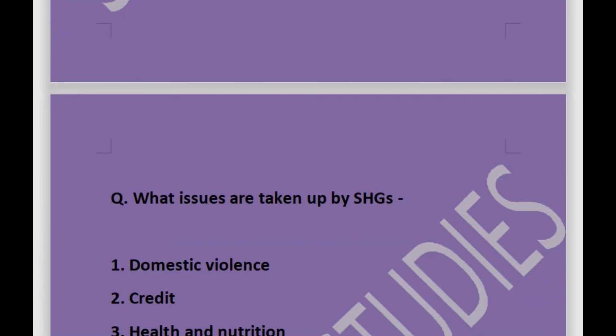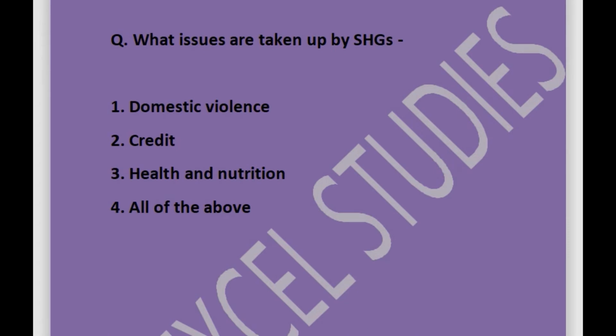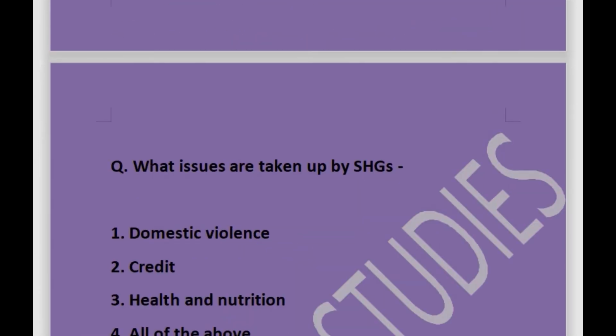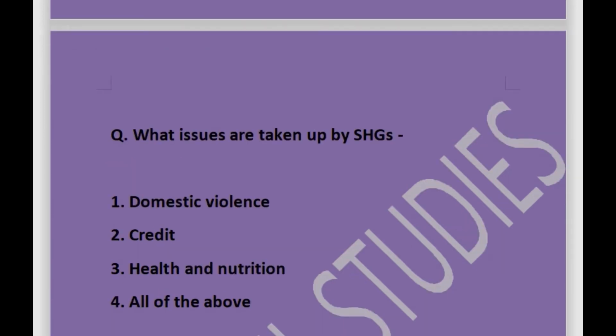Next question is, what issues are taken up by SHGs? Options are domestic violence, credit, health and nutrition, or all of the above. Answer is all of the above. All of the above kind of issues are taken up by SHGs, which stands for self-help group.